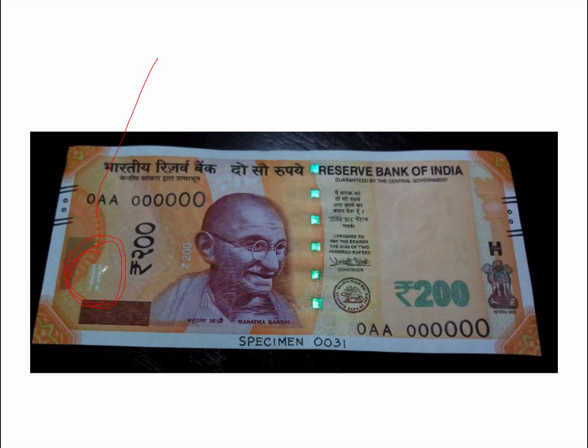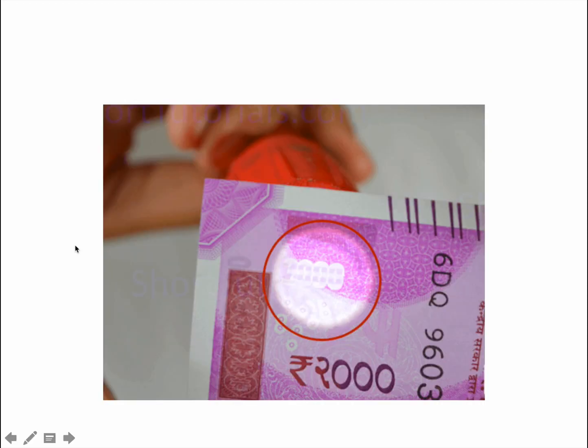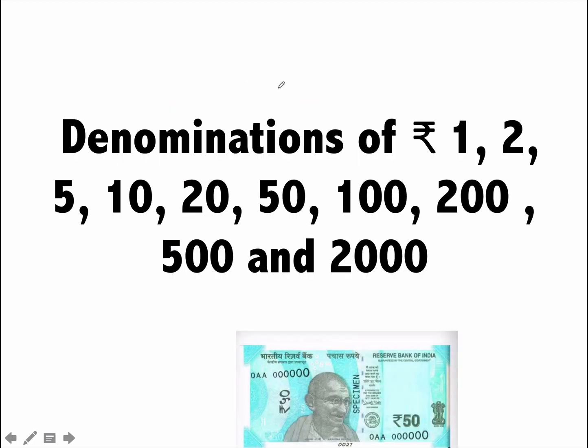Now recall, a lot of times you must have noticed that when you transact using physical rupees, the shopkeeper sees the note, raises it and looks at it in the sunlight to check the see-through register. Right now, after the launch of this note, which denominations do we have? We have 1 rupee, 2 rupee, 5, 10, 20, 50, 100, 200, 500 and 2000. These are all the available denominations in India.